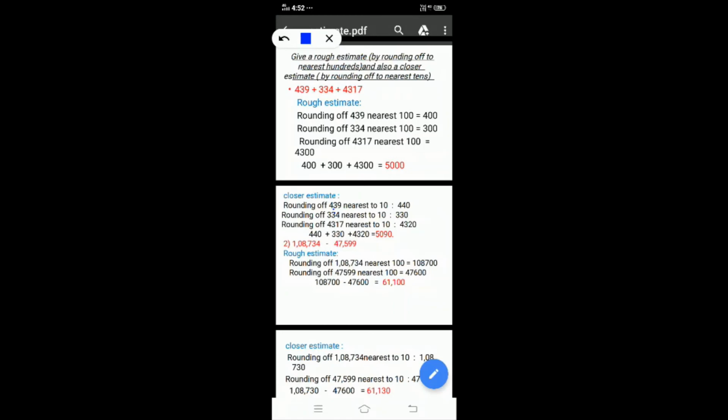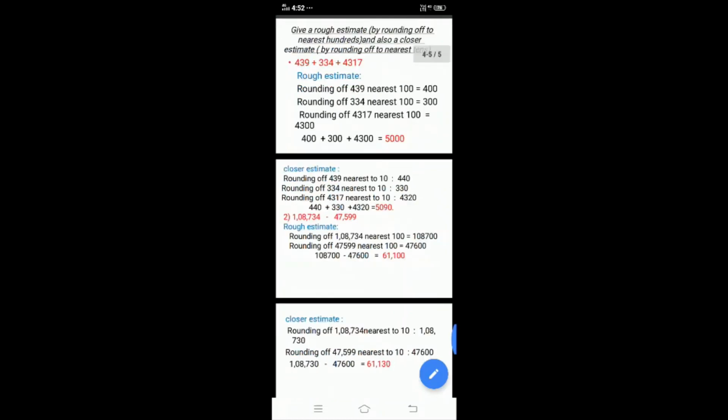And in the second number, 47,599, again you have to compare the last two digits with 50. 99 is greater than 50, which means you have to add 1 in the 100 place, and it becomes 47,600. You have to do the subtraction and you will get the answer 61,100.